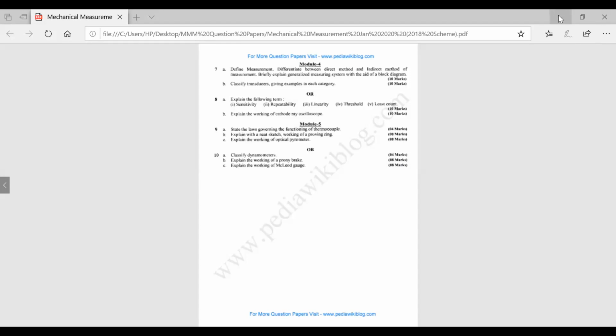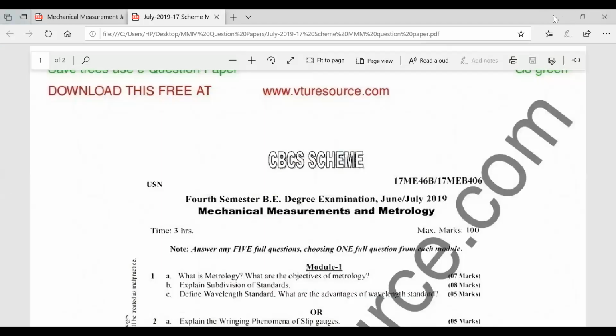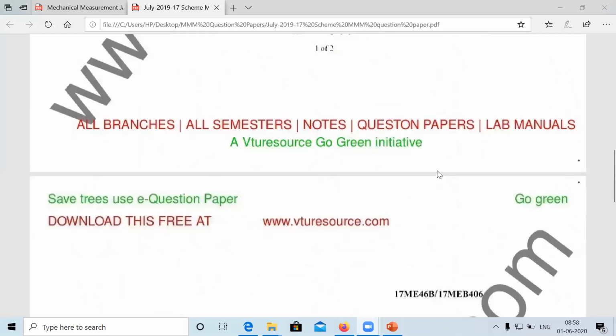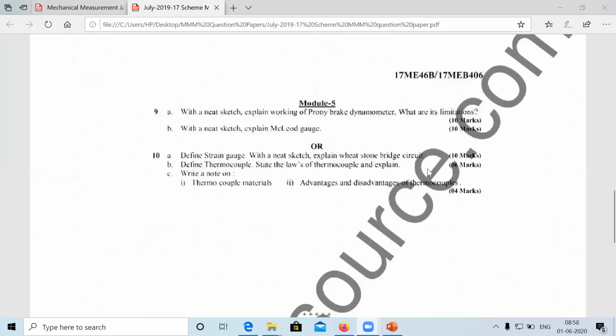It is of 2019. It is not your subject code, but still the syllabus is the same.